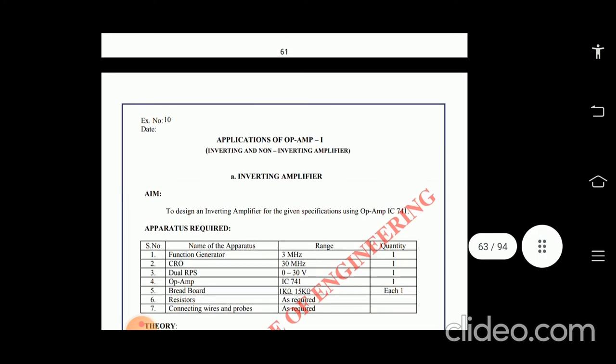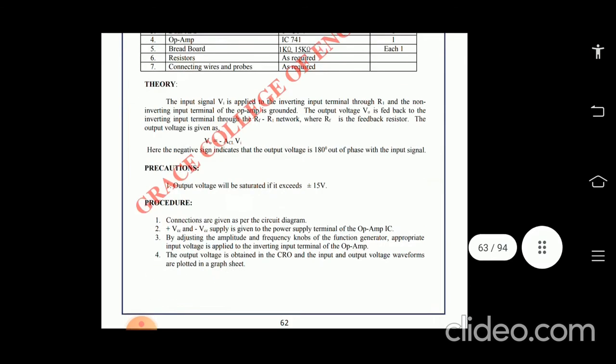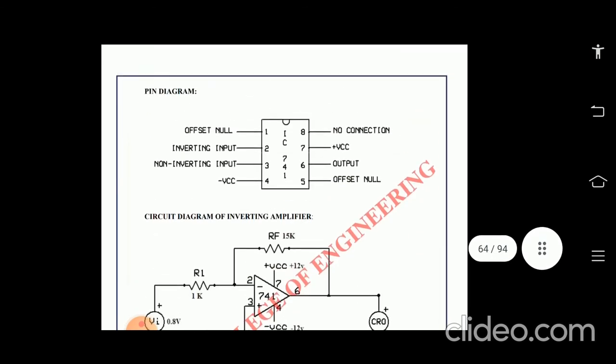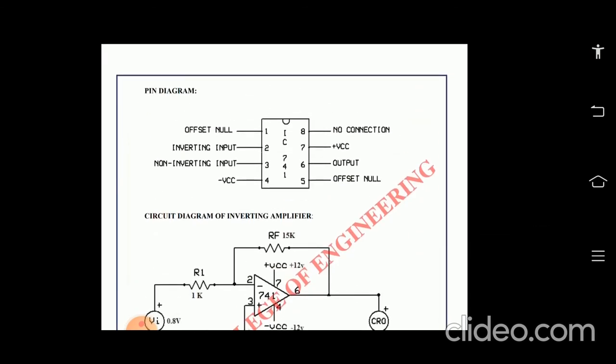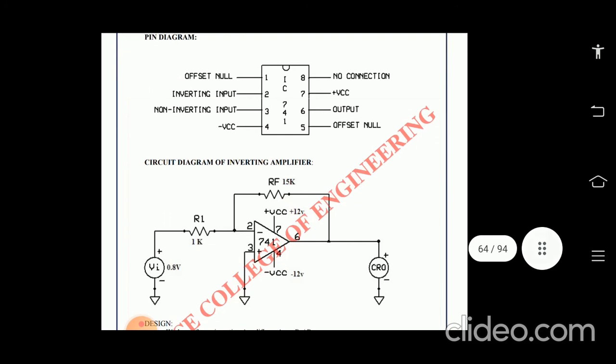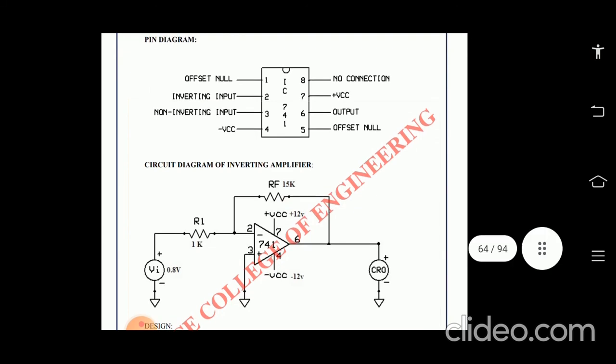And here what the inverting amplifier will do means, whenever we are giving the input signal to the inverting terminal through the R1. So here I am taking the circuit diagram. This is our pin diagram of our IC741, and the circuit diagram will be given for this inverting amplifier. So here the input voltage, that is Vi, is applied to our inverting terminal through the R1, and the non-inverting terminal of the op-amp will be grounded.